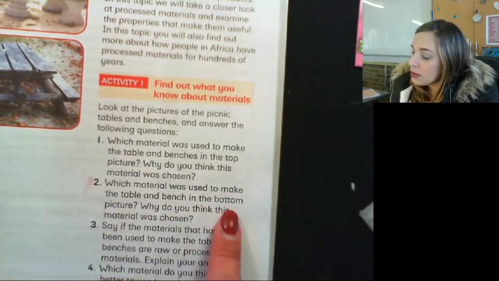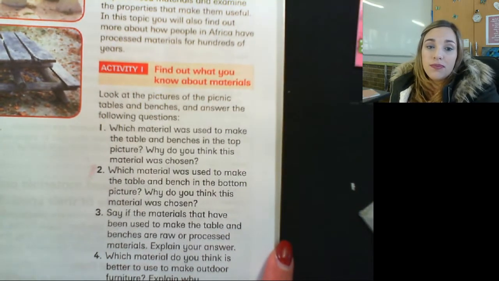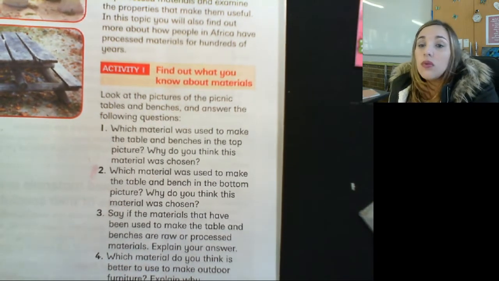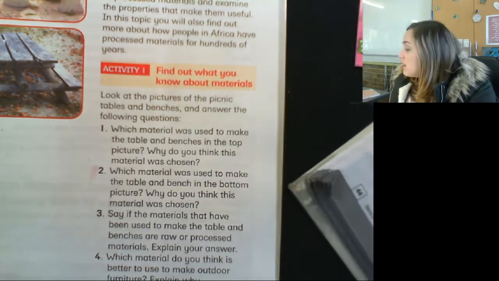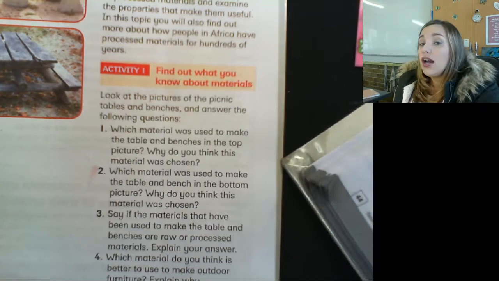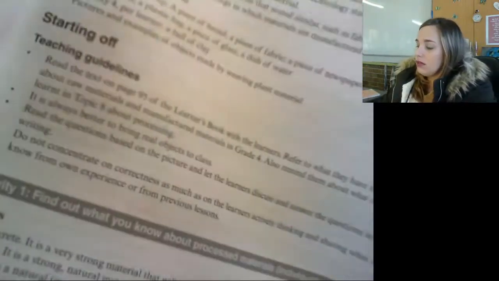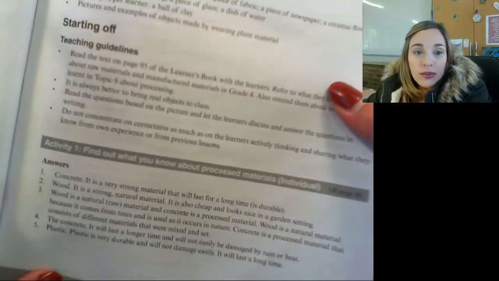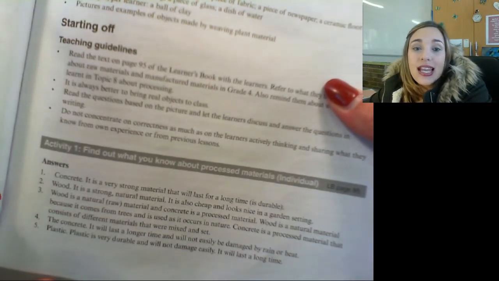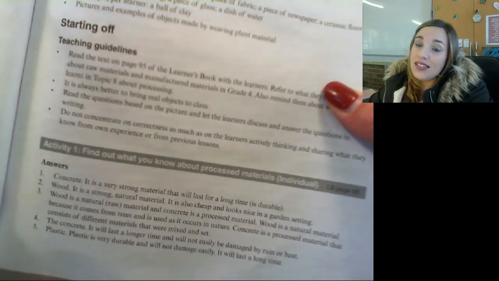Okay, number 2, which material was used to make the table in the bottom picture? Wood, okay? Why wood? Here you have to give your reasons, and you have to look at the properties. Now wood is strong. Let's look at our answer book again. Wood is strong and it's a natural material. It is also cheap and it looks nice in a garden setting.